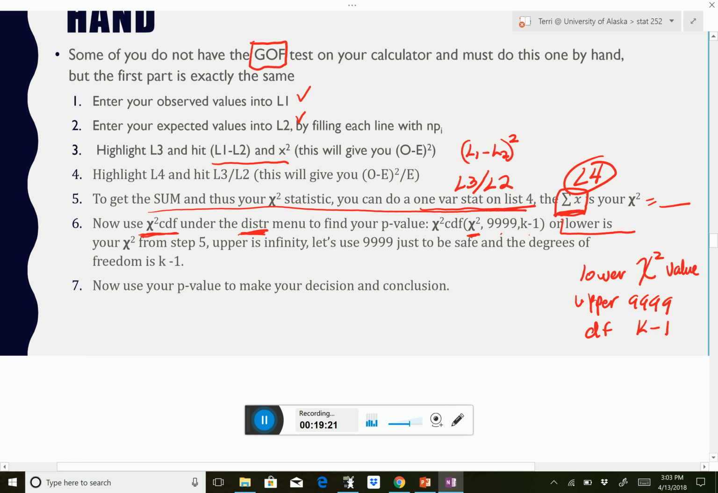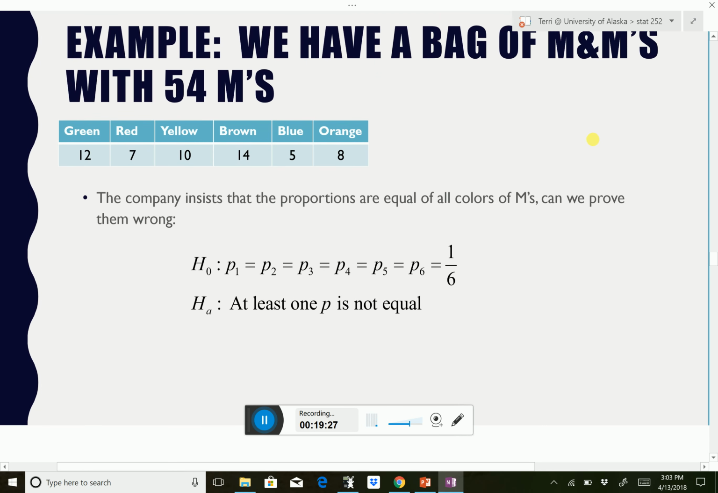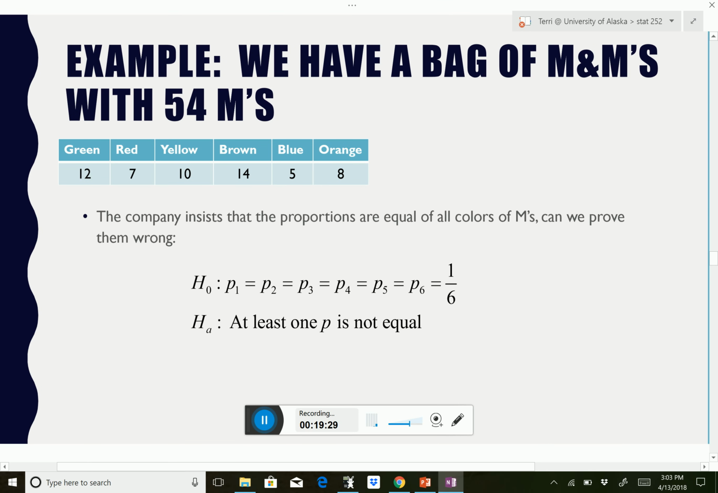So now we're going to use our p-value that we get from here to make our decision. So let's do this example. Let's say we have a bag with 54 M&Ms. I got lazy and didn't write all of M&Ms there. We have 12 green, 7 red, 10 yellow, 14 brown, 5 blue, and 8 orange. The company insists the proportions are equal of all colors of M&Ms. Can we prove them wrong?